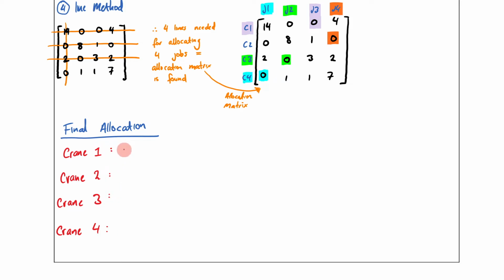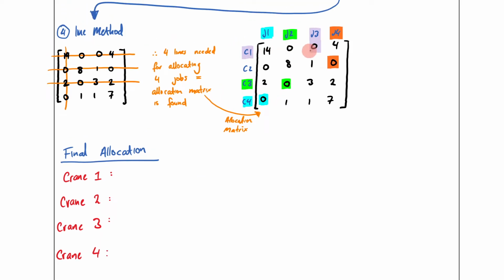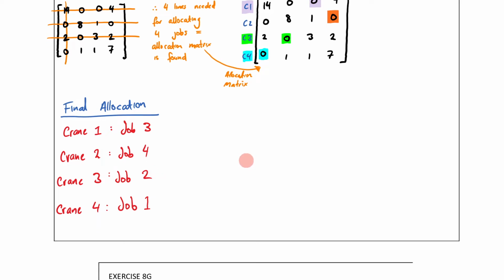Looking up here, crane 1 is going to do job 3. Crane 2 is going to do job 4. Crane 3 is going to do job 2. Crane 4 is going to do job 1. And just like that, 3, 4, 2, 1, I've now figured out my allocations. We also need to figure out the optimal time here.